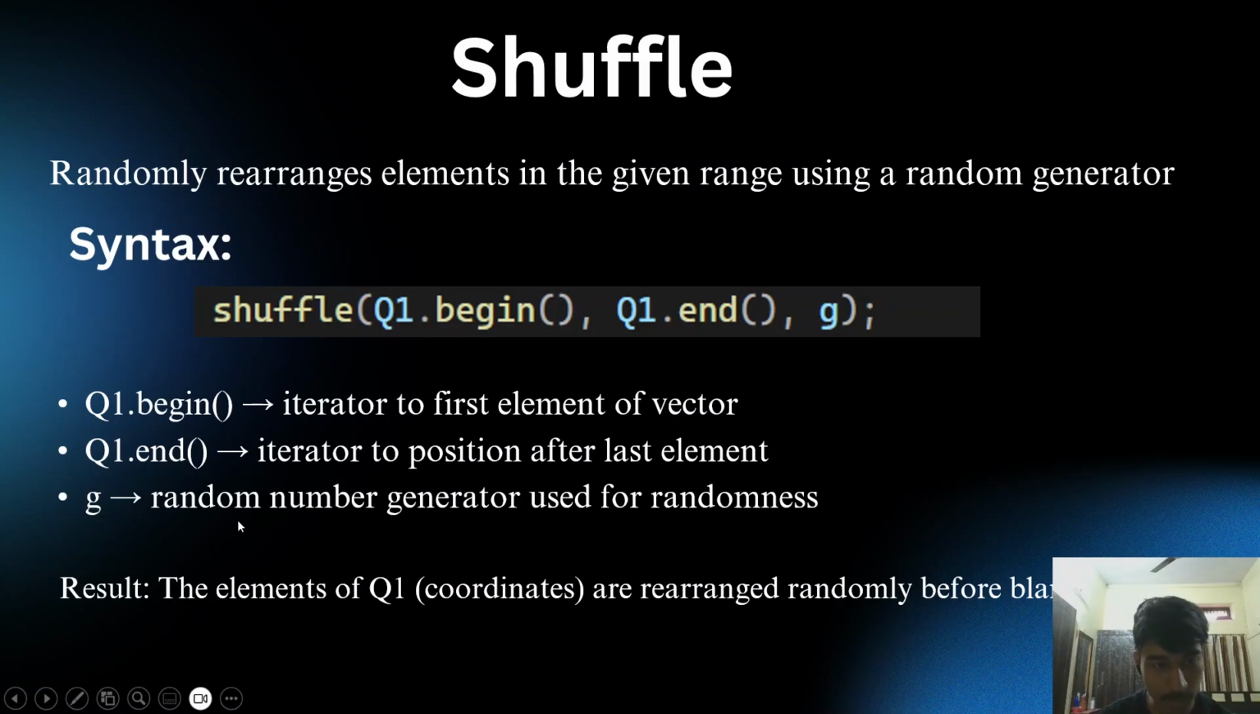So random numbers are generated here with G. So the result will be that the elements of Q1 will be rearranged randomly. So it will help me to assign blanks.